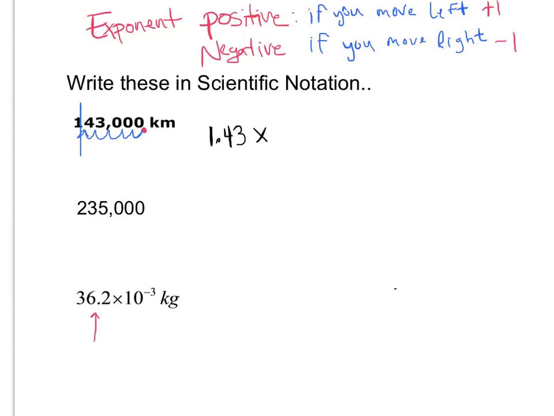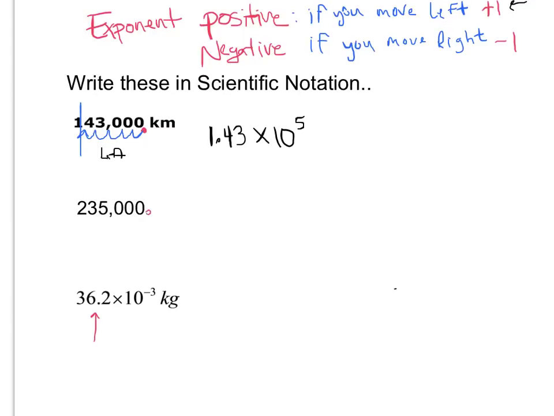Part 2 is times 10 to some exponent. Now, which direction did we move? Did we move to the left or to the right? Well, we moved to the left, and that means my exponent is going to be positive, or I can say I get plus 1 for every time I move my decimal. So I moved it 5 times, and so I get plus 5, which is to the 5th power. Okay, let's look at the next one.